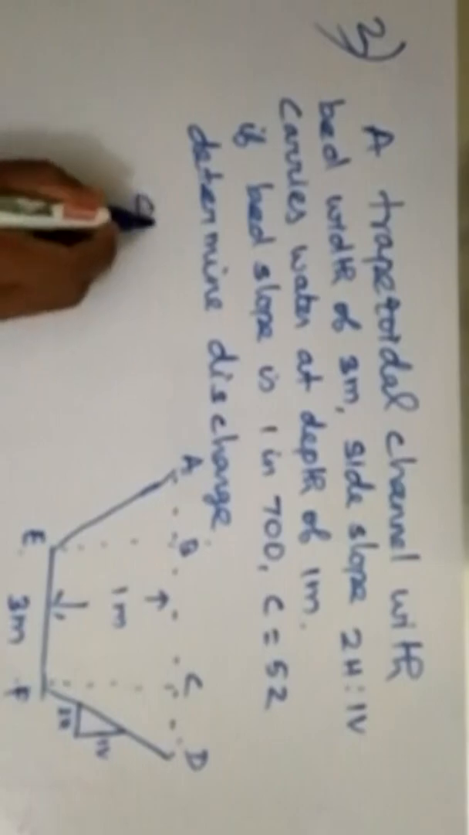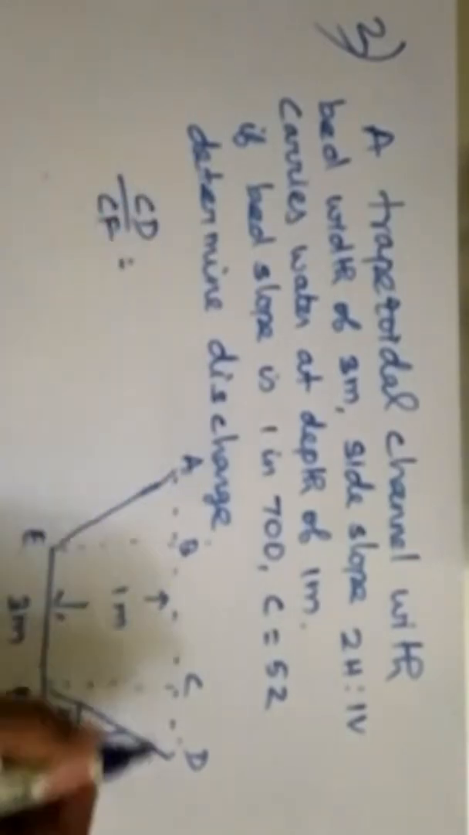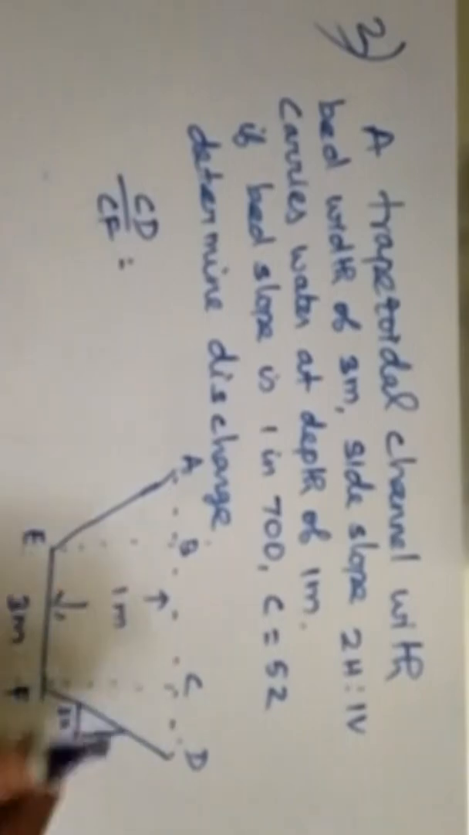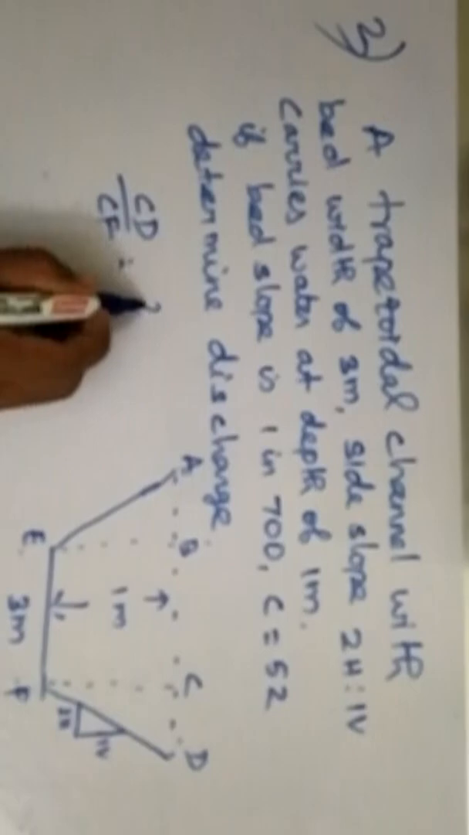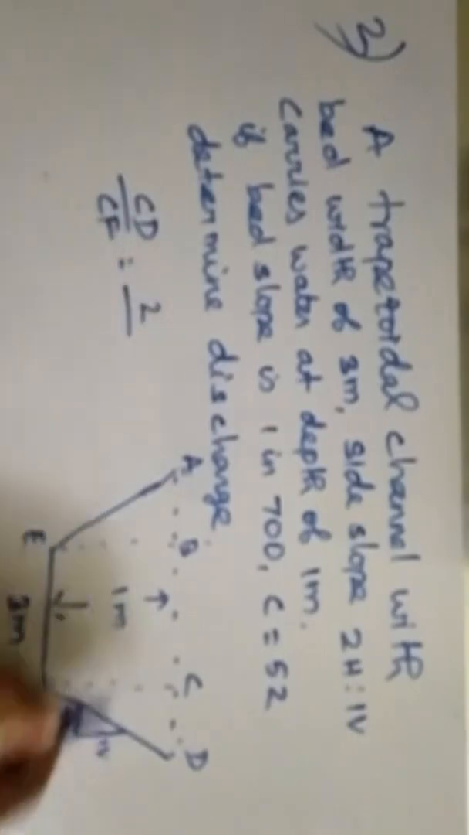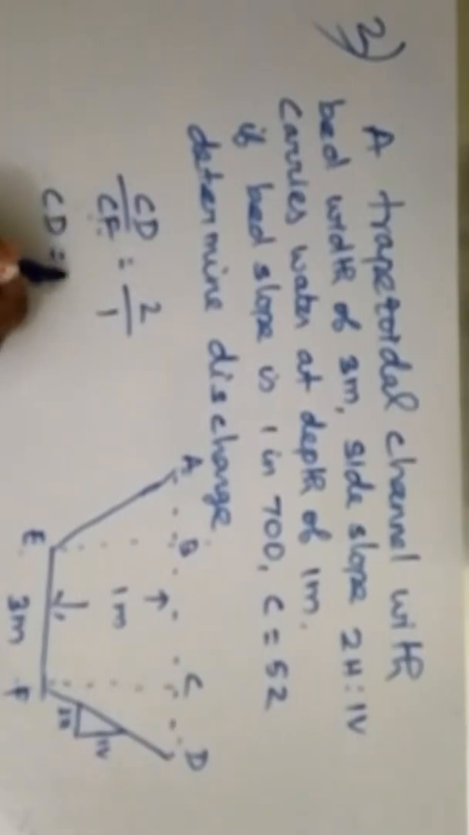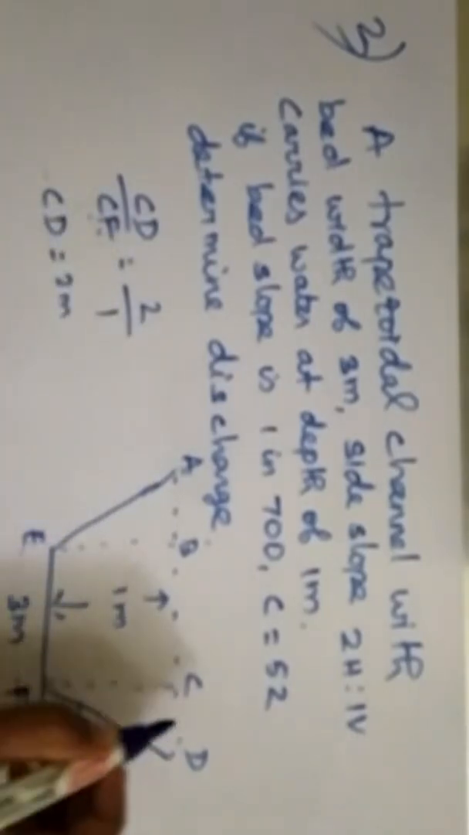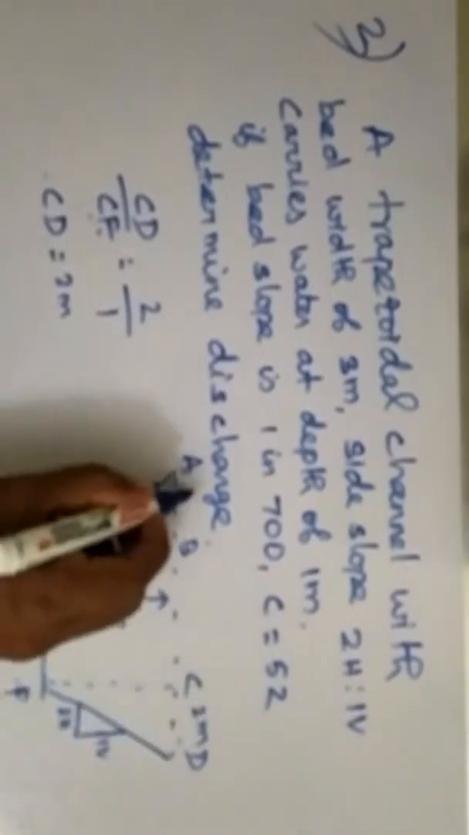In that case, CD divided by CF, that is horizontal divided by vertical, should be equal to this horizontal to vertical ratio, which means 2 horizontal by 1 vertical. I know the CF value is 1. If I substitute CF as 1, I will get CD equal to 2 meter. This value is 3 meter, this value is 2 meter.